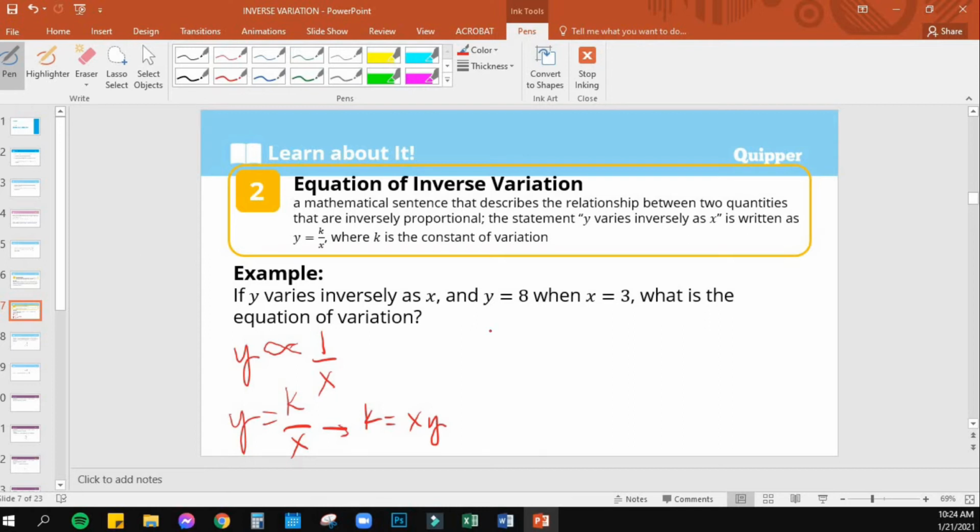So, using y is equal to k over x, what is the value of y? So, y is equal to 8. And k is unknown. Yun nga hinahanap natin. K over, what is the value of x? The value of x variable is 3. Kaya 8 is equal to k over 3. Okay? And then cross multiply. So, k times 1, that is k.